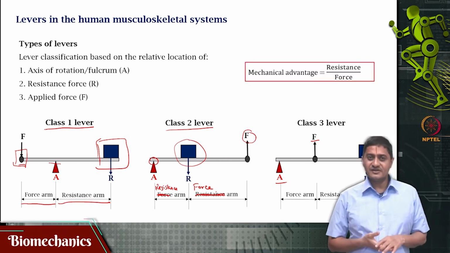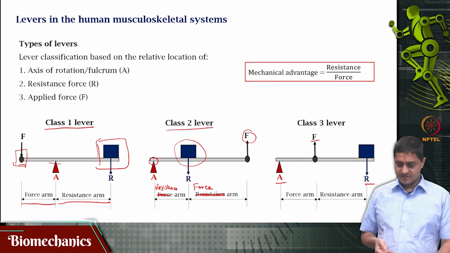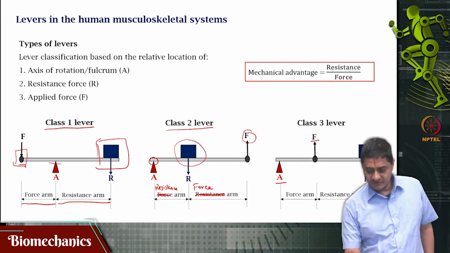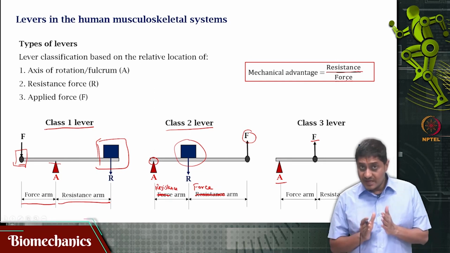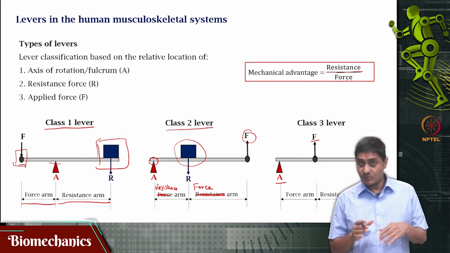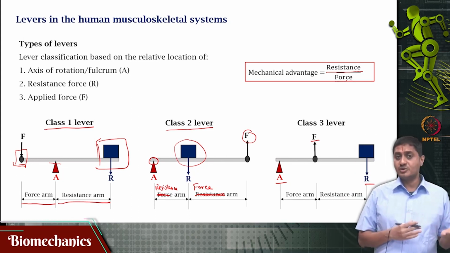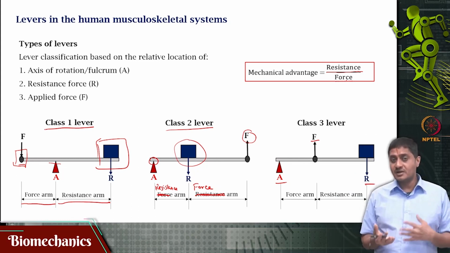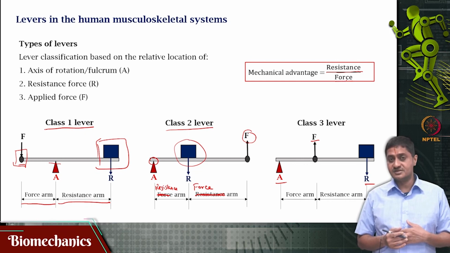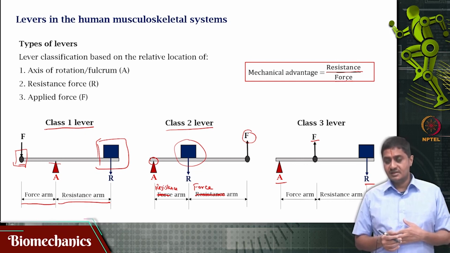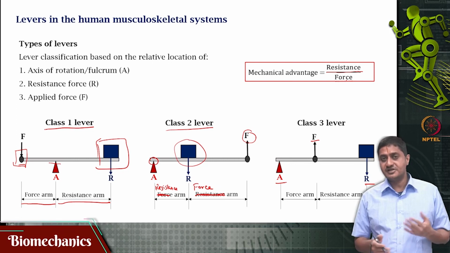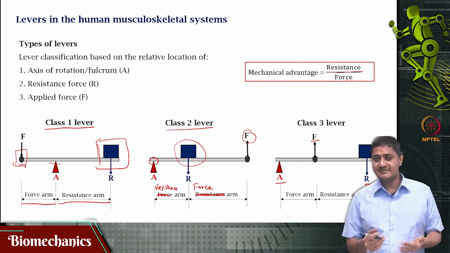What is mechanical advantage? Mechanical advantage is the amount of resistance divided by the amount of force. So, when you apply less force that can overcome a greater resistance, the mechanical advantage will be greater than 1. When you have to apply a larger amount of force to overcome a relatively smaller resistance, that would mean that it is not a mechanical advantage. In that case, mechanical advantage will be less than 1.